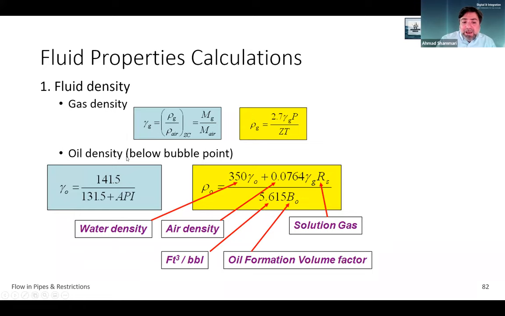For oil density, we have either below the bubble point or above the bubble point. So for below the bubble point, we are going to have this equation here. So this is what we call the oil density, and this is the API, right? So if we need to calculate the API, we just rearrange. So the API is the American Petroleum Institute, or it's a value that indicates, this is what normally we use for describing the oil density, right? So, and this is the specific gravity, and this is the density, okay, of oil.